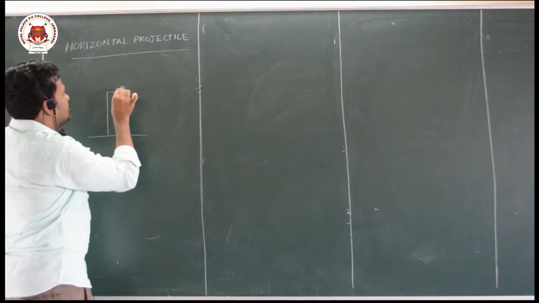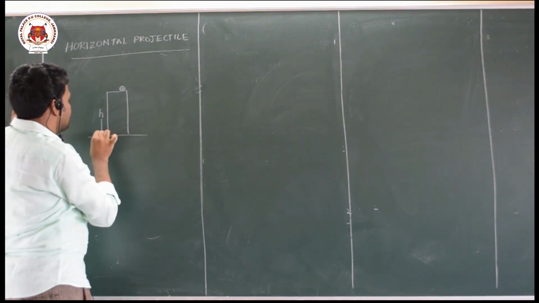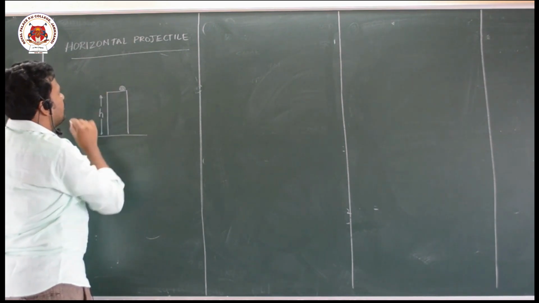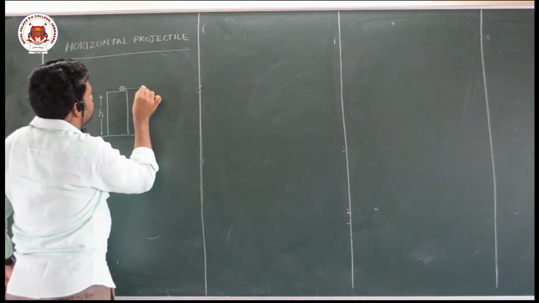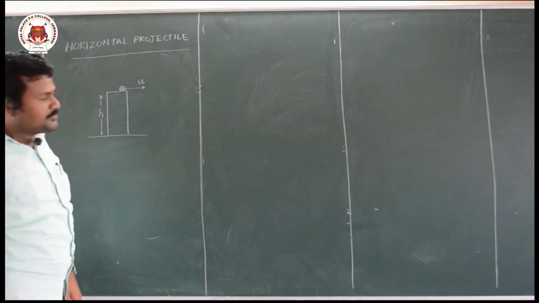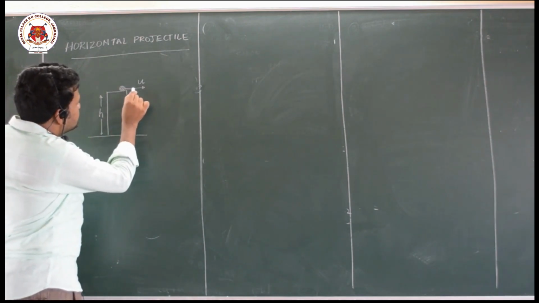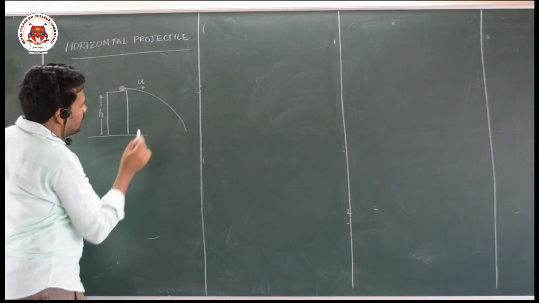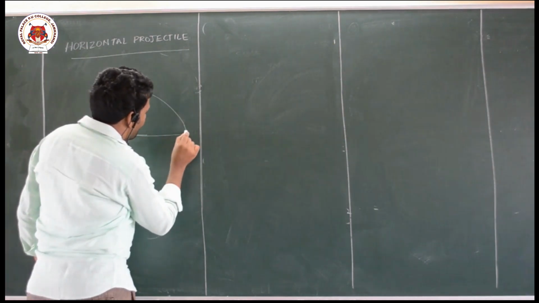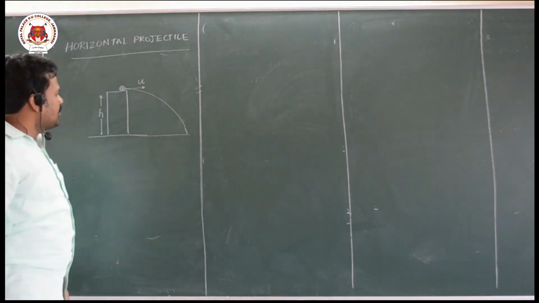Let us consider you are at the top of a tower of height h. You are projecting the body horizontally with velocity u from the top of the tower. Now, this body will travel like this and it will fall to the ground like this.